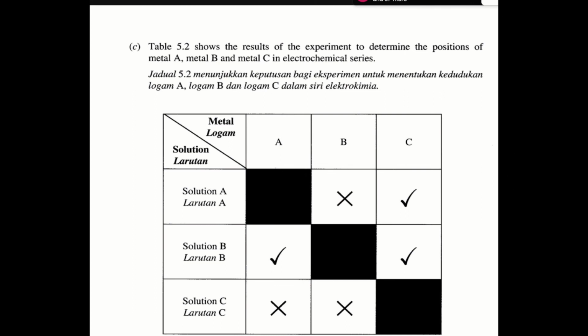Okay, when you come up with this, which metal is the most electropositive? The most electropositive metal for sure will be C because it can displace A and B. Followed by A, because A only can displace B. B is the least electropositive because it cannot displace any. So based on the electropositivity, we can just write down 2, 1, 0. When they have more ticks, it means that the metal will be more electropositive, right? So the following here will come up with this.